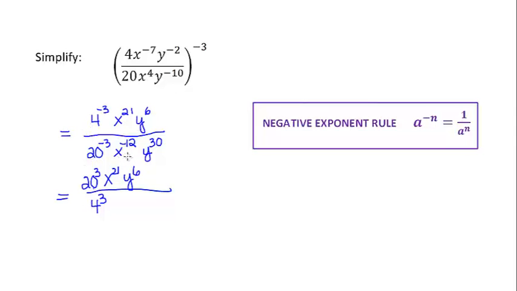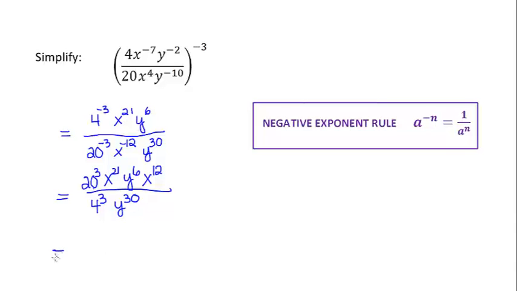Likewise, x to the negative 12th. X is raised to a negative power. To get rid of the negative power, we're going to take the denominator x and move it up to the numerator and make our exponent positive. And finally, y to the 30th, well, that's a positive exponent, so it just stays where it's at. So the only bases that we've moved are the ones that have negative exponents on them.